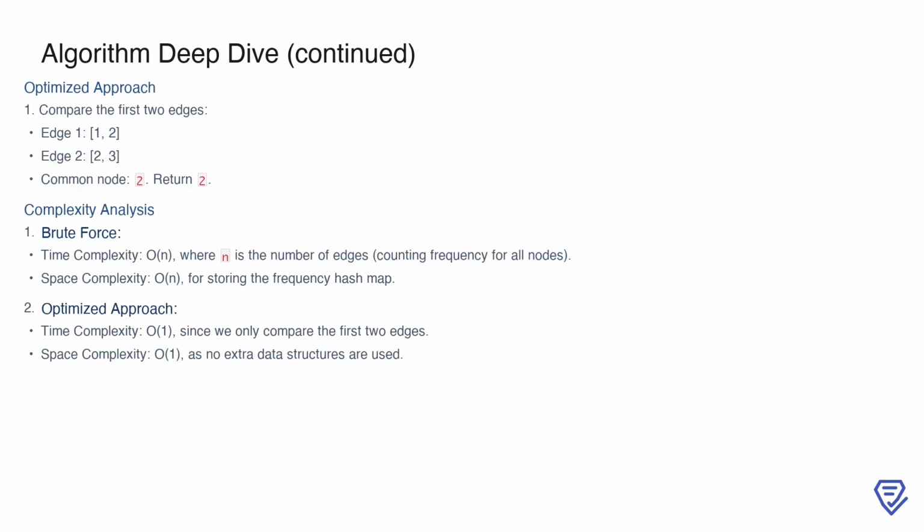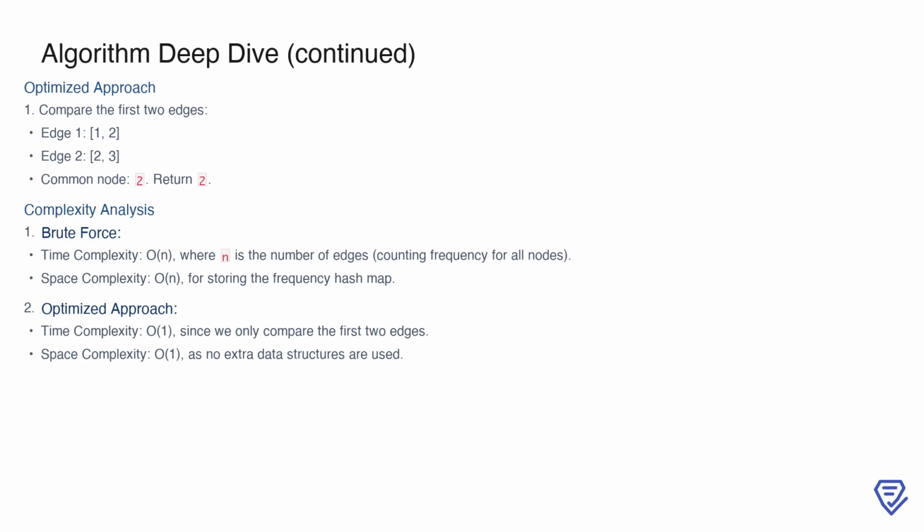Using the optimized approach, we compare the first two edges to find the center. For the input 1, 2, 2, 3, 4, 2, the first edge is 1, 2, and the second edge is 2, 3. The common node between these two edges is 2, so we return 2 as the center.